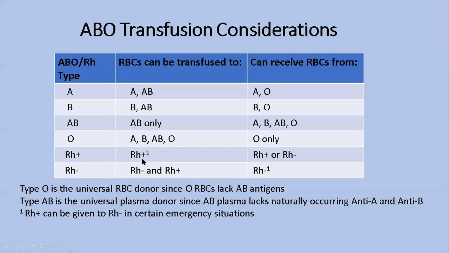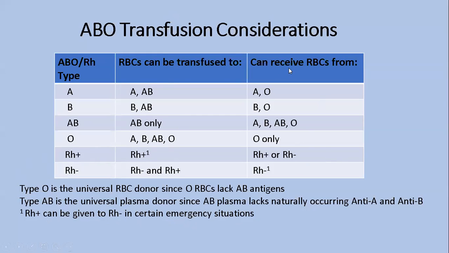Okay, we would want to, of course, take ABO compatibility into consideration. And I have a little superscript here. Rh positive red cells would only be given to someone who is Rh negative in certain emergency situations. And we're going to talk more about this when we get into the Rh blood group system. I don't want to move too far ahead now, but for now, just think we wouldn't want to do it unless we absolutely had to, okay?